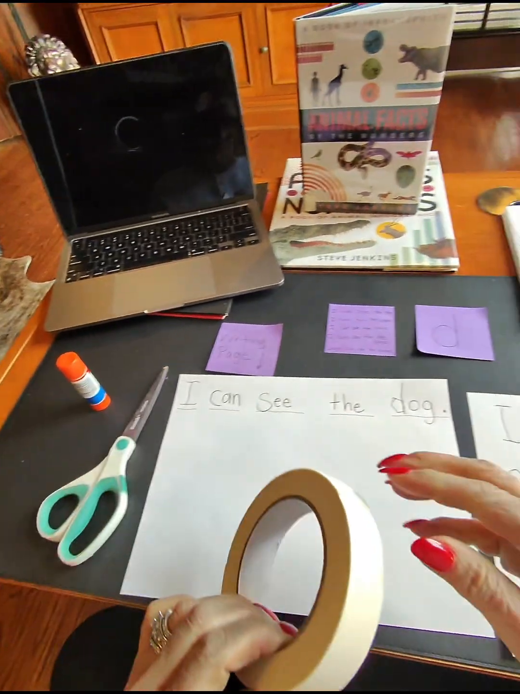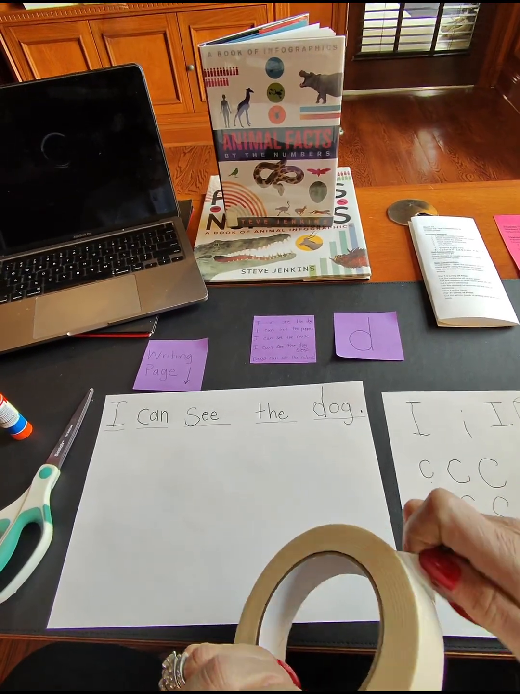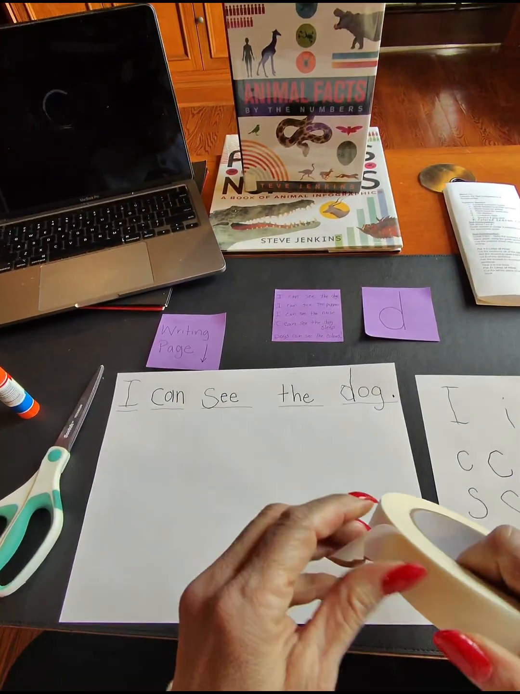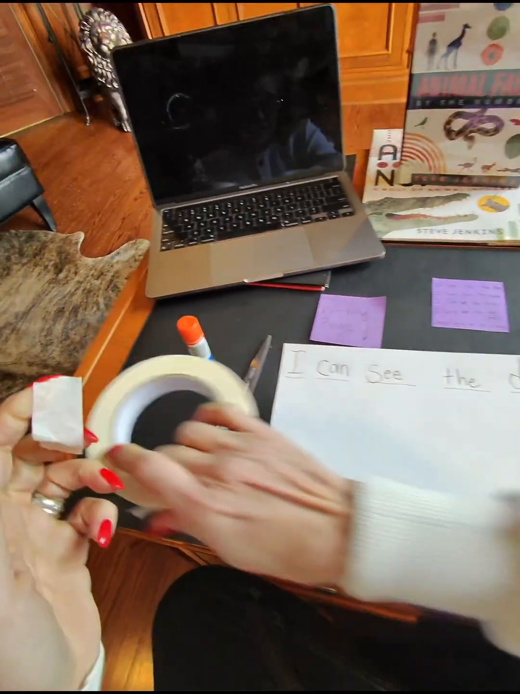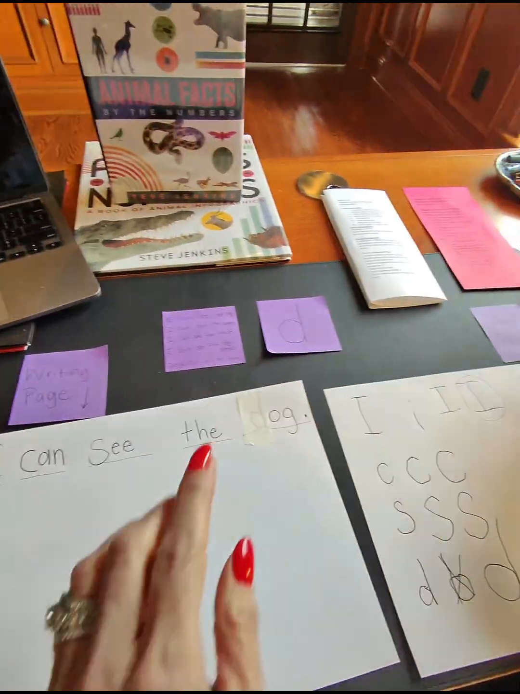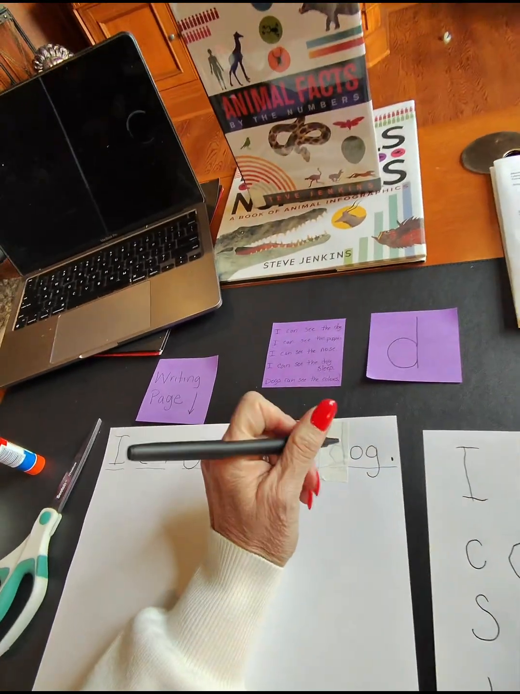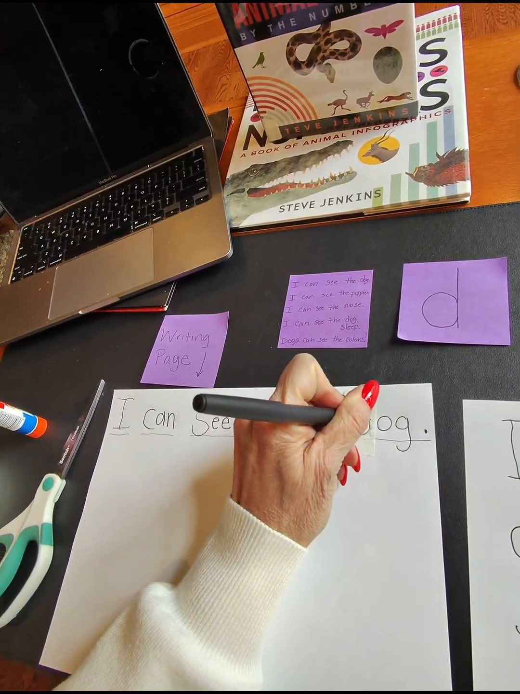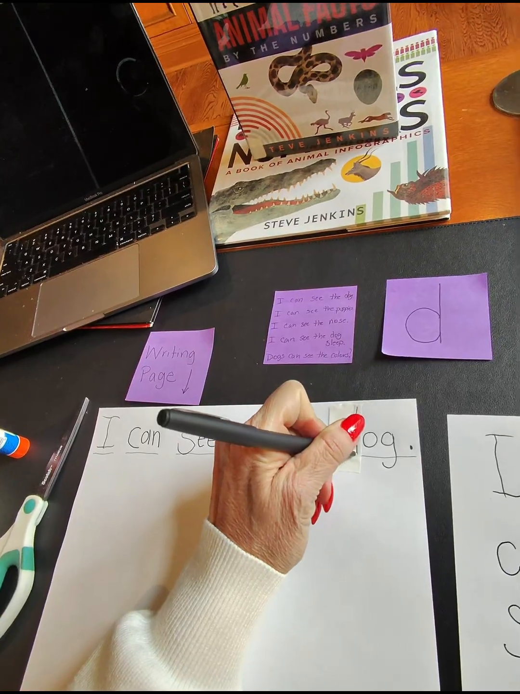Now let's say that student accidentally wrote a B instead of that D for dog. That's where your correction tape comes in. You just simply put the tape over the letter that they wrote incorrectly and you help them write it correctly. Just like that.